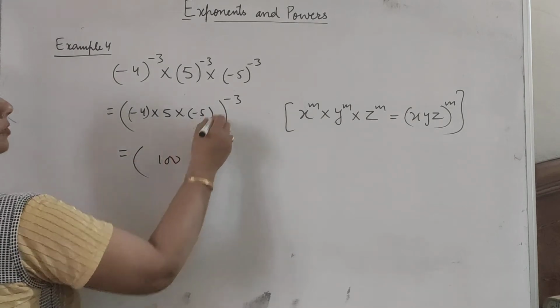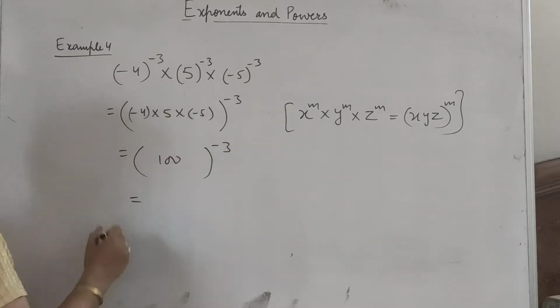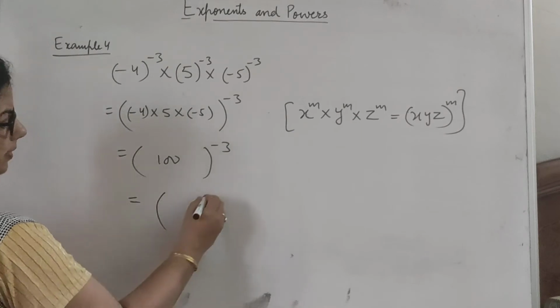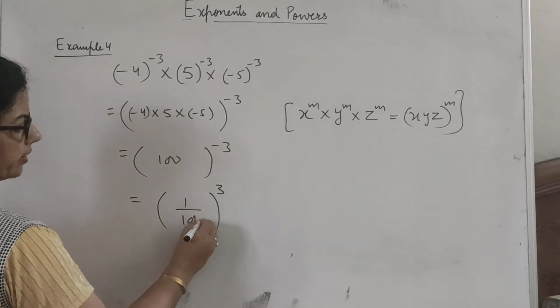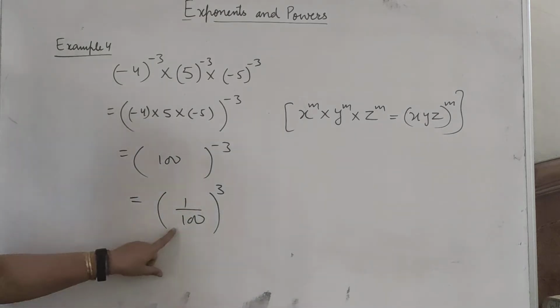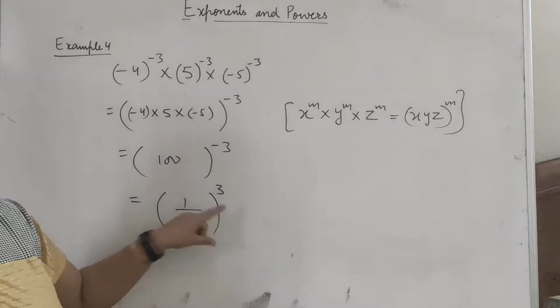100 will come, raised to the power minus 3. A negative power will be there. Now the negative power will become positive and in place of 100 we will write 1 by 100. So in this way we have expressed this in exponential form.